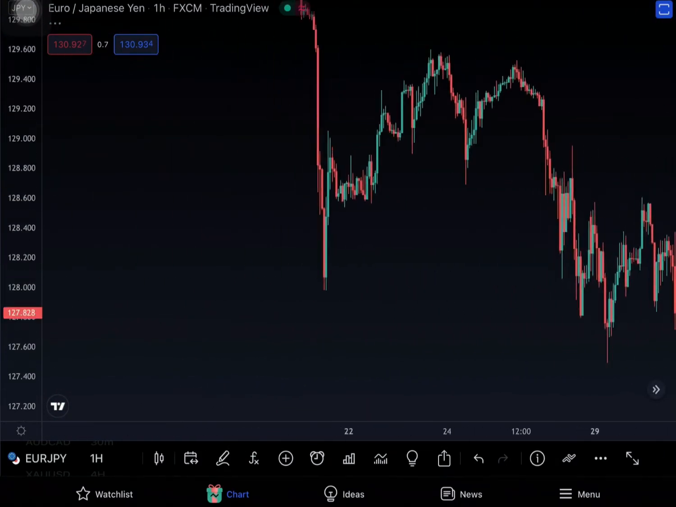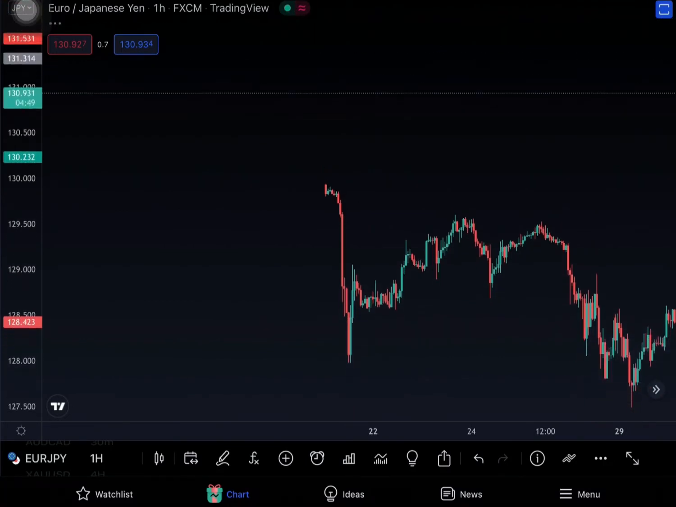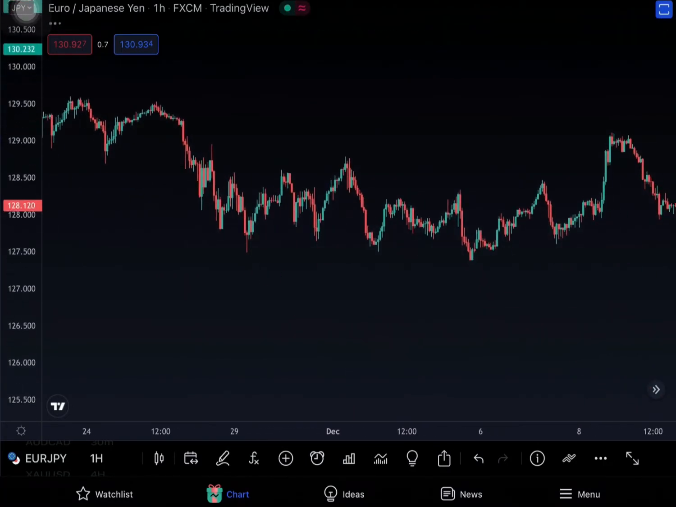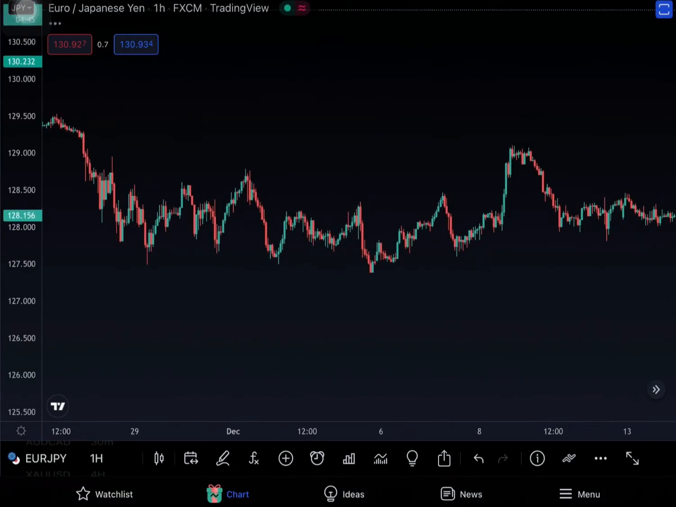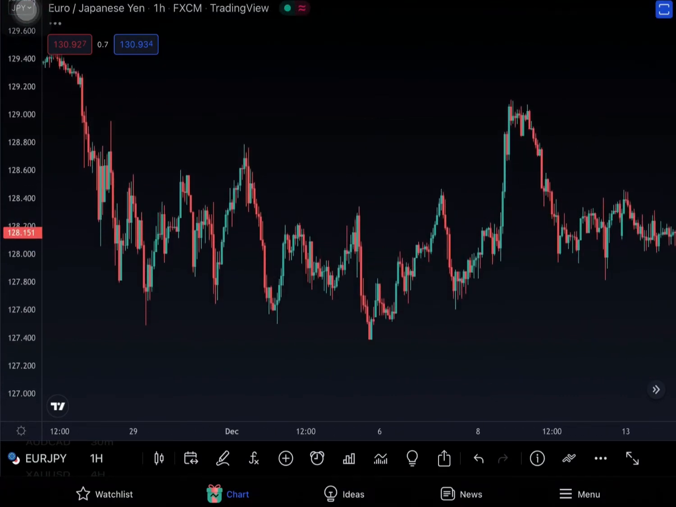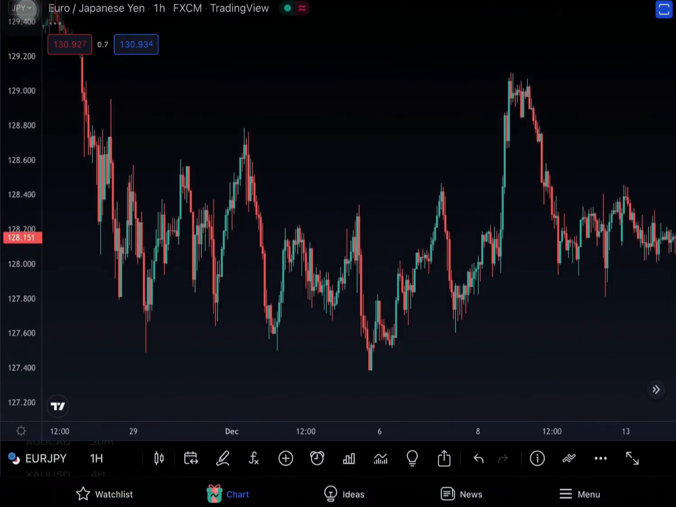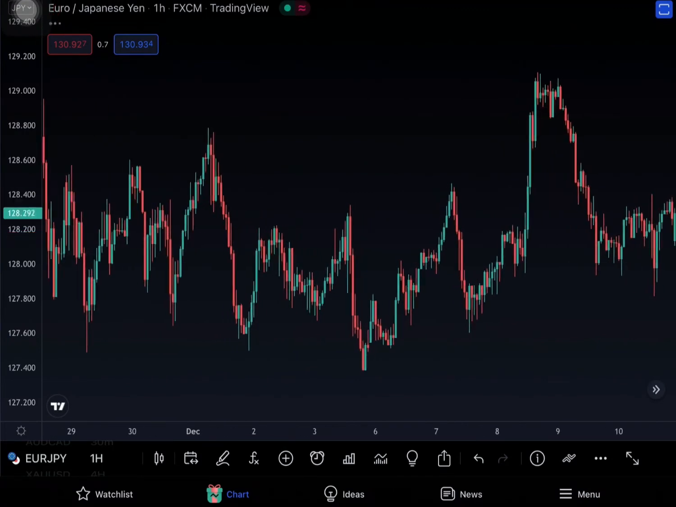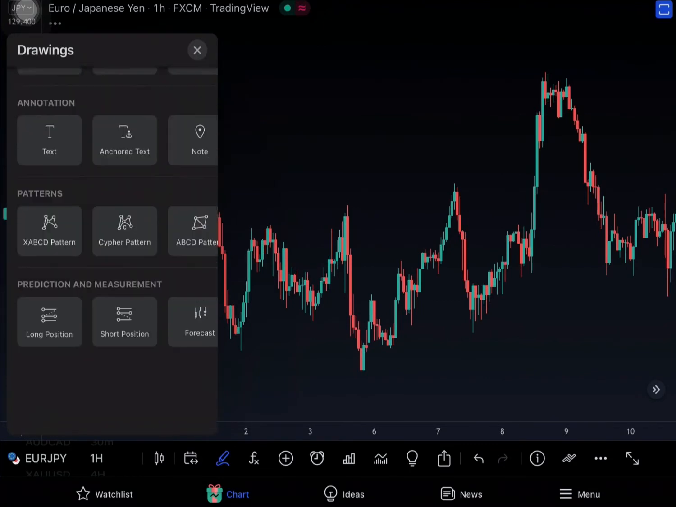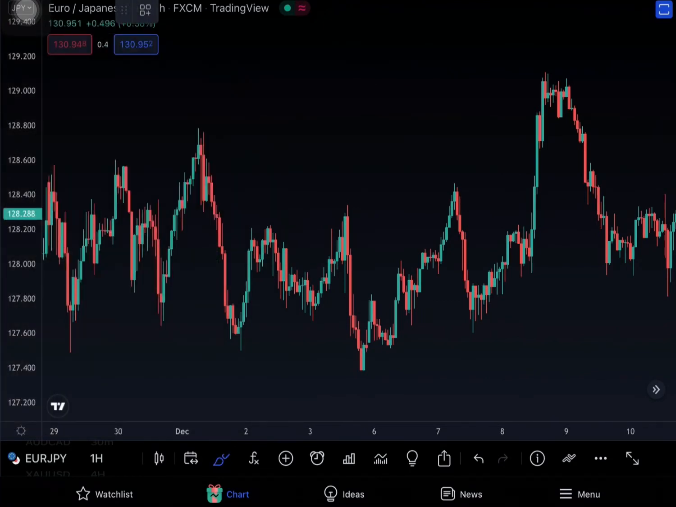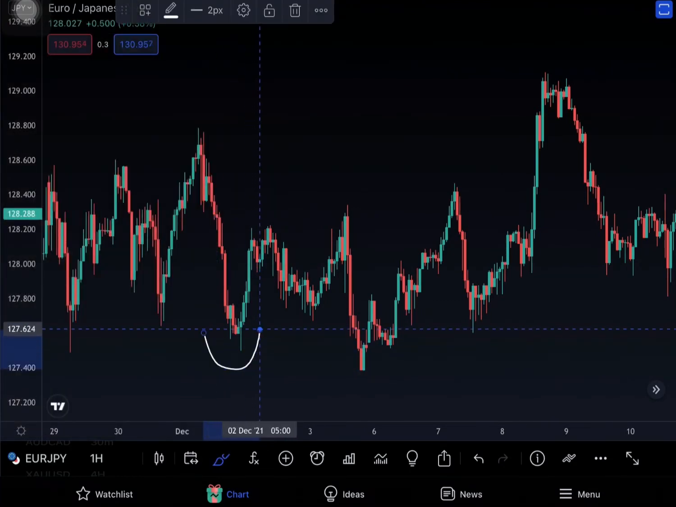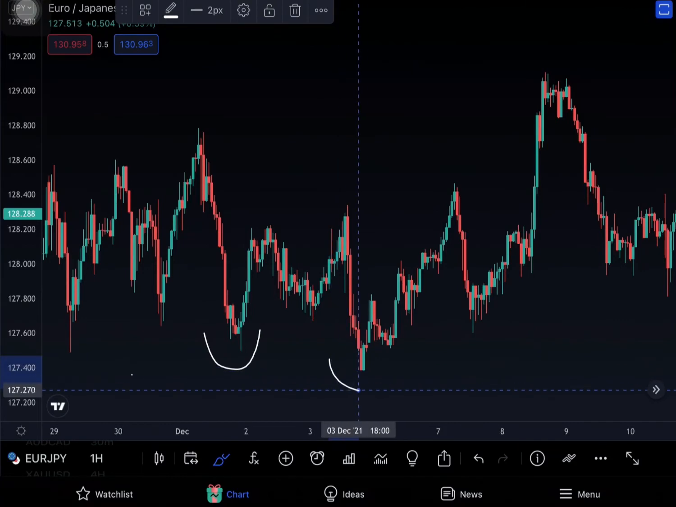Okay, so let's find a reverse head and shoulders, that is one of the most. Oh, look at this. What are you seeing right now? Let's do it. As you see in here, we have a left shoulder. Price goes and creates a head in here.